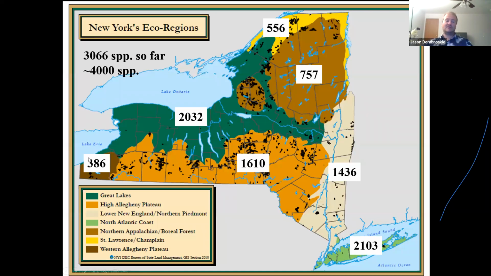For instance, the far western corner here, the Western Allegheny Plateau, when we started this project, before I had done a bunch of trips here, the species list for this region was 60 something. It was, I think, 68 or 69, something like that. It was sad. So we've been boosting this up. Some areas are well collected, like around Ithaca, so that's a pretty good number, over 2,000 species.